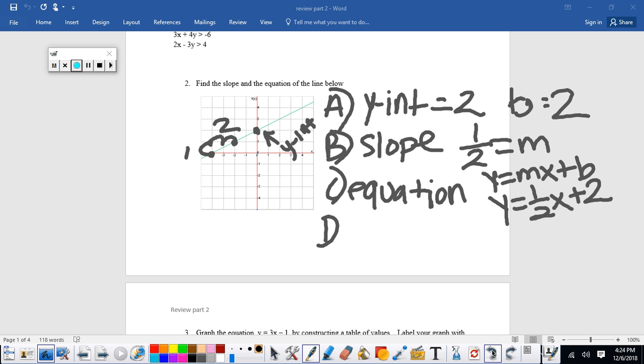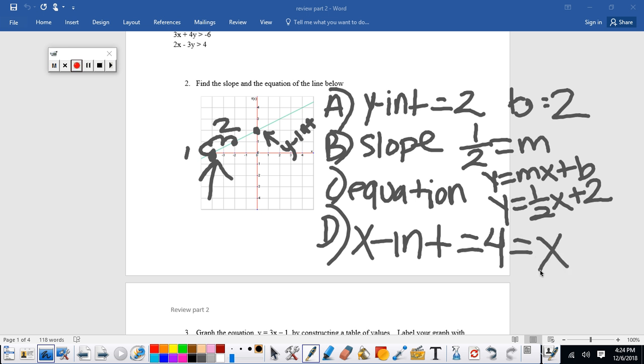So that's my answer. And then the last thing they're going to ask for is the x-intercept. The x-intercept happens to be right there. So my x-intercept is 4.